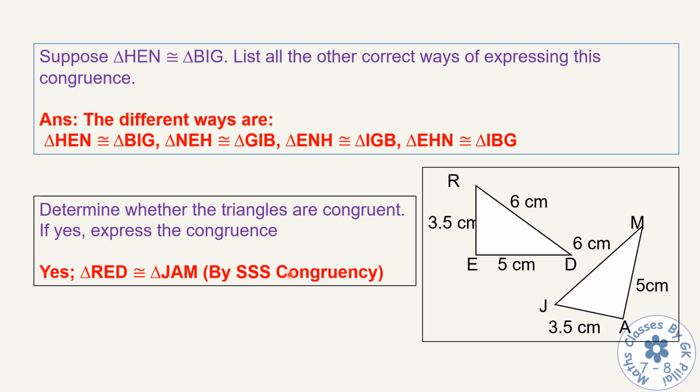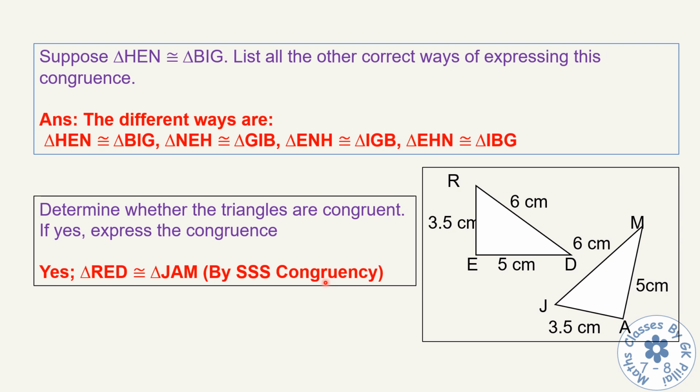Now determine whether the given triangles are congruent. If yes, express the congruence. See, these two triangles are congruent by SSS, you can see from the values given: 3.5, 5 centimeter and 6 centimeter, 3.5, 5 centimeter and 6 centimeter. Yes, the two triangles are congruent by SSS congruency. This is the first answer you will write. You may be required to write more. Here only this much. Then you have to write the congruent sides also.